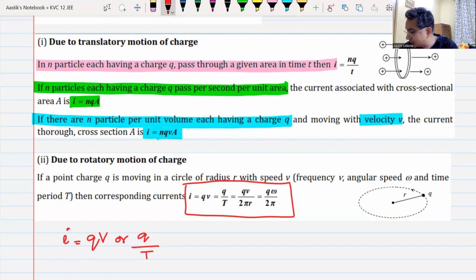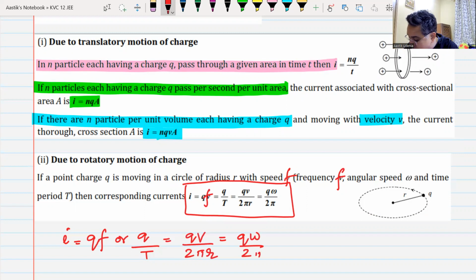Do we understand this? Yes, sir. This is not v, this is frequency. Let me change this to frequency, because we'll confuse frequency with velocity. Even I said v as the velocity. So I is q into f, or q by T. You can also write it as q into v by 2 pi r. This is uniform circular motion. Do we remember uniform circular motion? Omega is 2 pi f, and frequency is 1 by T. So all these things are taken from that. Very serious questions have been made on this concept, so please remember it. I'll give you 2 minutes to note it down.